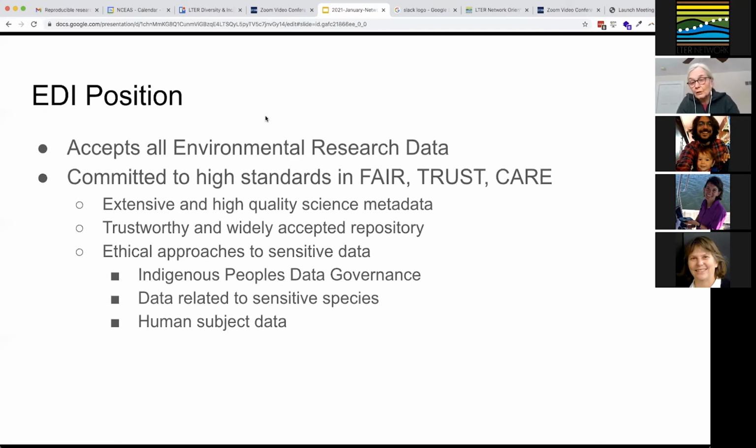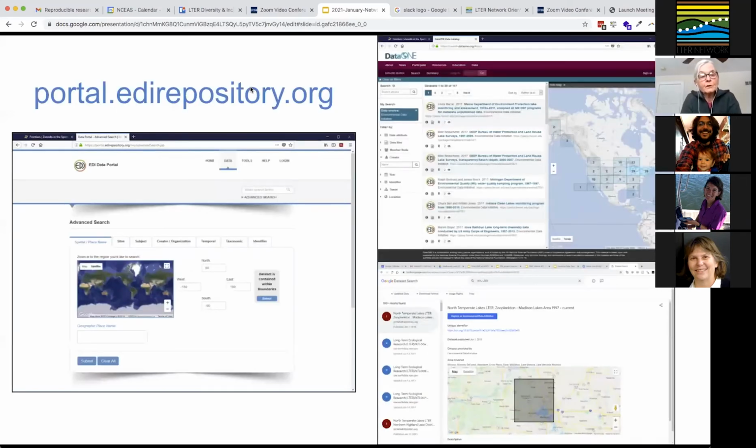Sensitive species locations, of course, can be masked in EDI, and we are also happy to help with human subject data and how to comply with your local IRB, of which, of course, we can't be part of, but we have experience on how to archive data so that they comply with an IRB. Next slide, please.